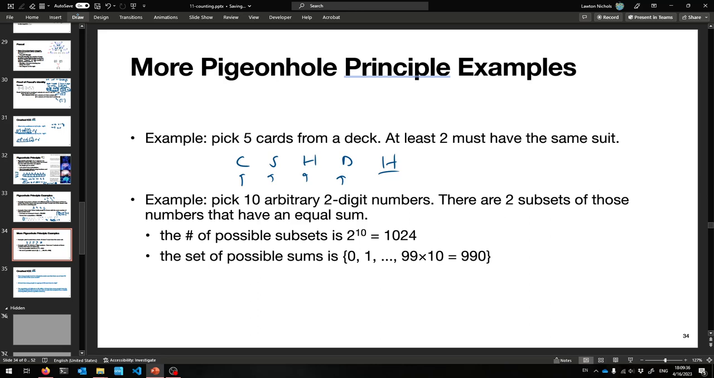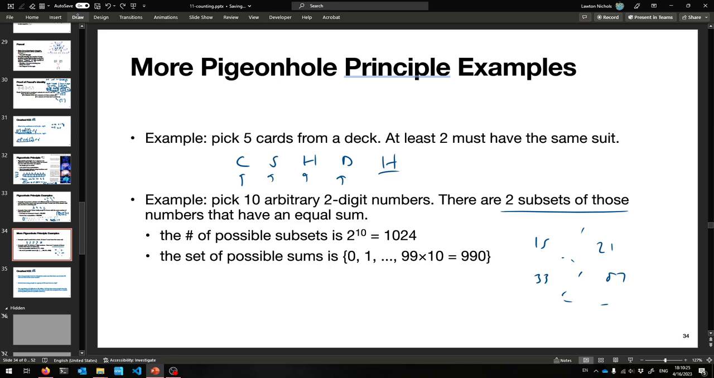It might be more. You never know. And then finally, let's say that we pick 10. This is a fun one, too. If you pick 10 arbitrary 2-digit numbers, like 15, and 87, and 33, 21, a bunch of different numbers. Pick 10 random two-digit numbers. Like generate them. And there must be two subsets of those numbers of arbitrary size that have an equal sum, which is really cool to think about.